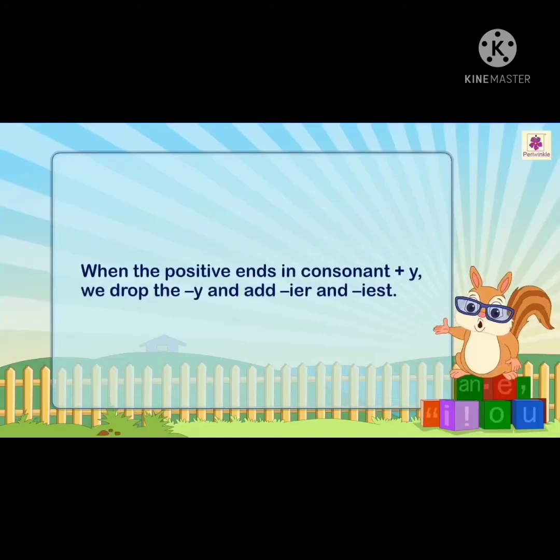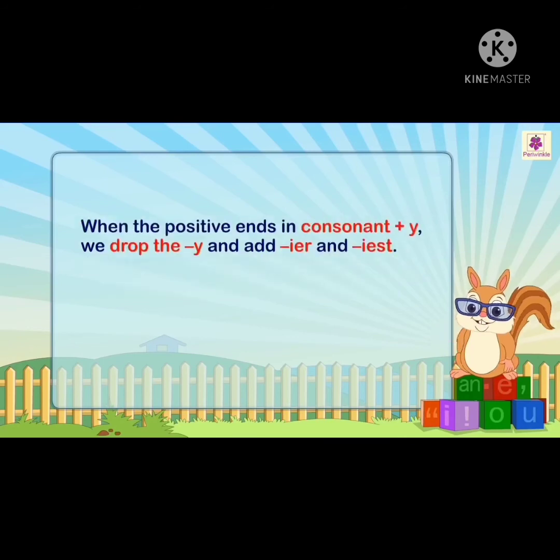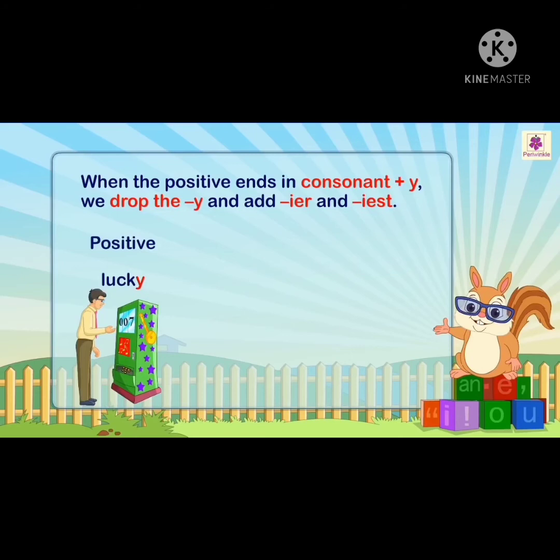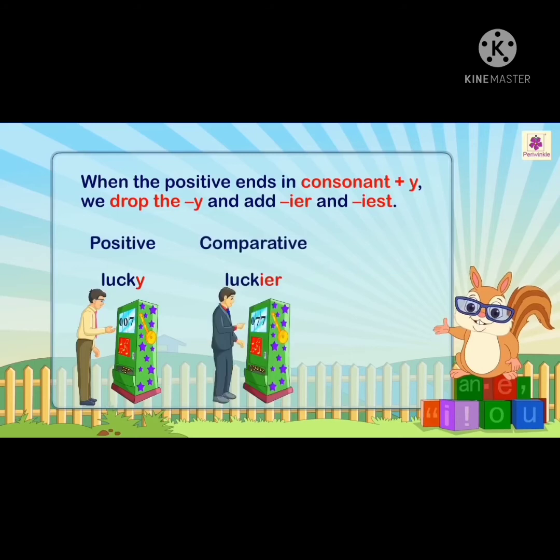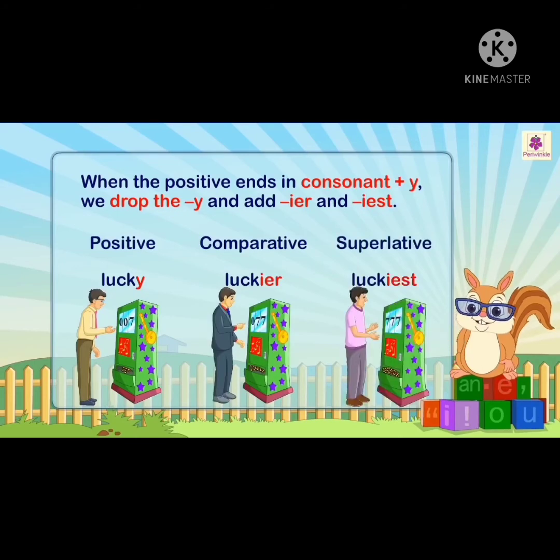Look at this definition. When the positive ends in consonant plus y, we drop the y and add IER and IEST. So we should cut out the y and add this. So you look at another example. Lucky, they drop the y and add IER for comparative and IEST for superlative.